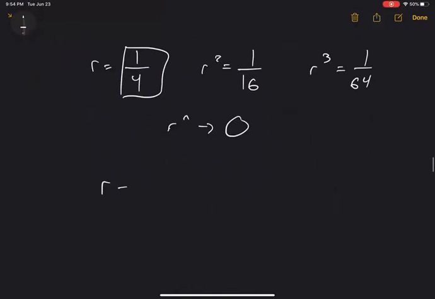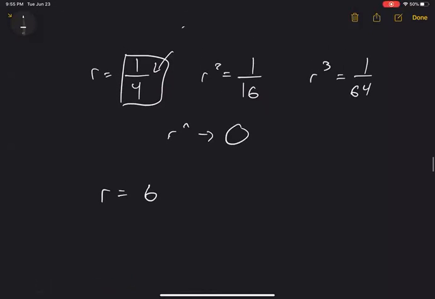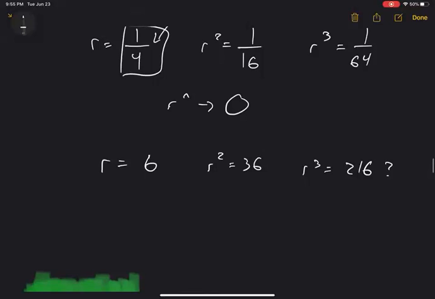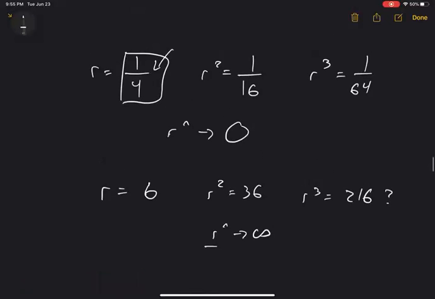But in this case we had a fraction. What if it's not a fraction? What if it's some whole number bigger than 1? Let's say r is equal to 6. Then what's happening? Well, r squared would be 36. It's getting bigger. r cubed is, oh God, I don't even know what 36 times 6 is. Let's see. 216. But it seems to be getting bigger and bigger and bigger. So in this case, maybe r to the n is going to infinity. So it really depends on what our starting r is.